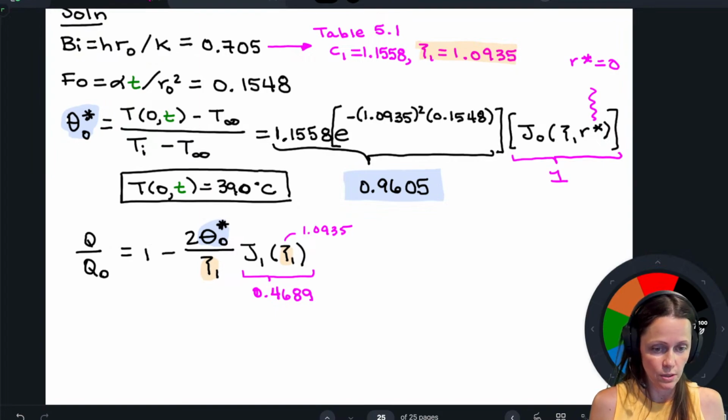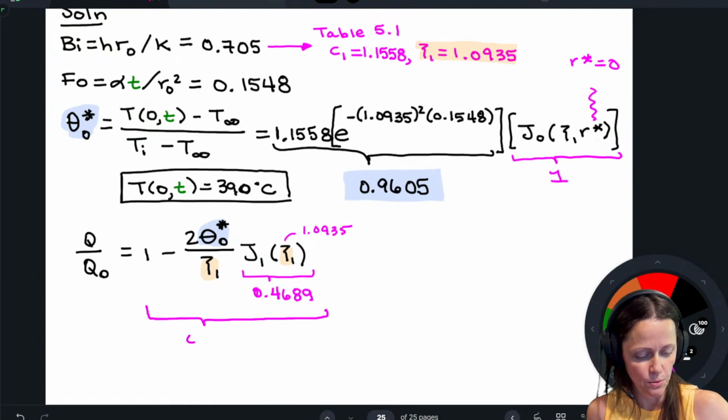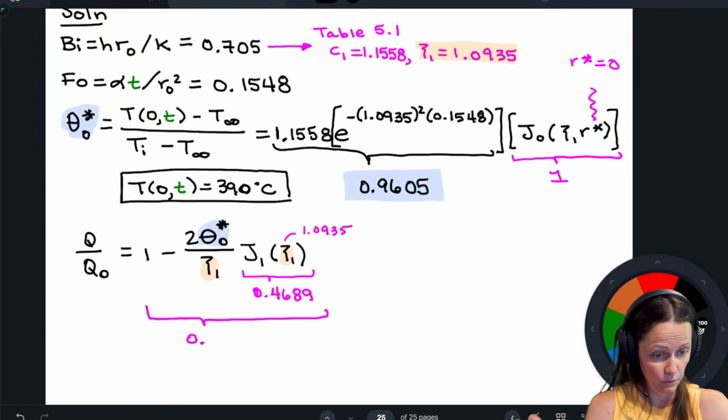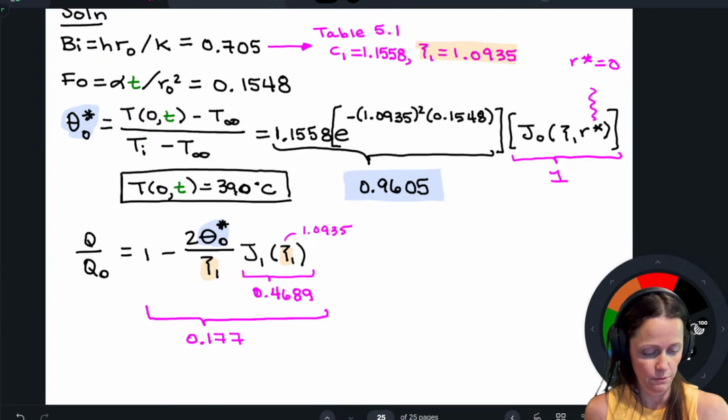I'm almost there. This whole value right here is equal to, just so you know, we got a value, 0.177. Perfect.